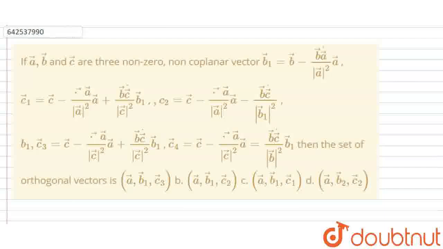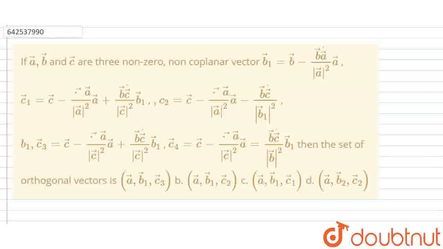Hello students, today's question is: if vector A, vector B, vector C are three non-zero coplanar vectors, and vectors B1, C1, C2, C3, C4 are given, then the set of orthogonal vectors is: A vector, B1 vector, C3 vector; A vector, B1 vector, C2 vector; A vector, B1 vector, C1 vector; A vector, B2 vector, C2 vector. We are going to find it.